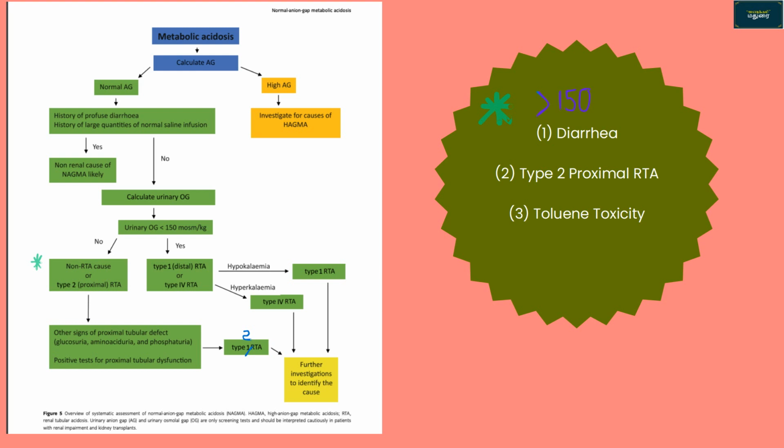It's the same for toluene toxicity as well, because the hippuric acid and the benzoic acid are excreted in the urine. They would be picked up by the urinary osmolar measurement, and you would have a raised urinary osmolar gap. Why would the urinary anion gap be raised in toluene intoxication? Because ammonia carries the hippuric acid and the benzoic acid rather than chloride, and those anions replace the chloride in the urine. Thereby the urinary anion gap would be inappropriately raised even though ammonia is being excreted.